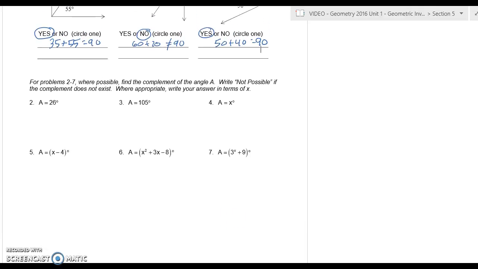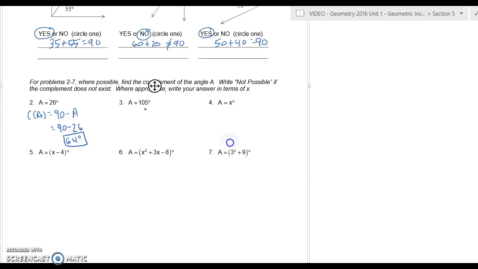And then we're going to find the complement of angle A. If it's not possible, then we're going to write does not exist. Or I'm sorry, if it doesn't exist, we're going to write not possible. Where appropriate, write our answer in terms of x. So we're going to take our function that we had, c of a is 90 minus a. So we're going to do that. We're going to plug in a, which in this case is 26. So 90 minus 26 is 64 degrees.